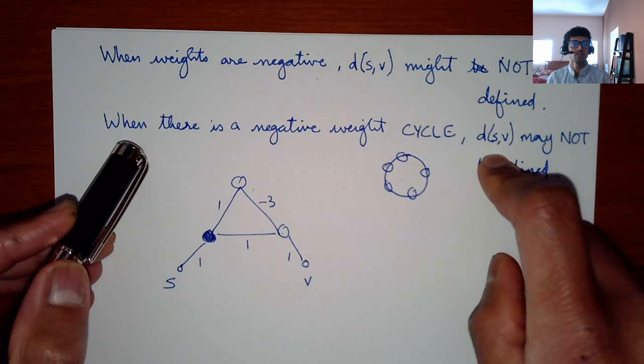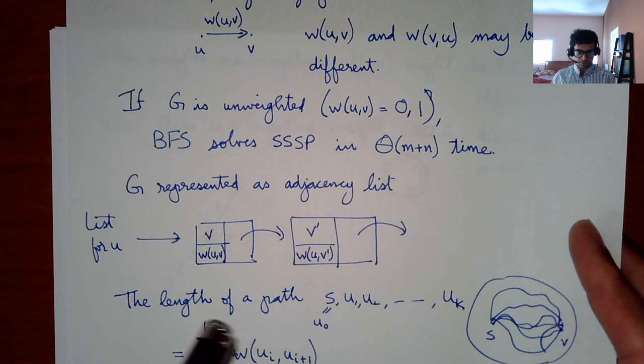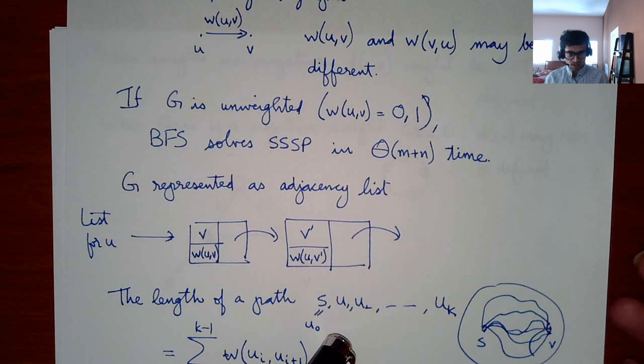Especially on the cycle, there is no distance, because you can keep taking the cycle and keep reducing the distance. Remember, nothing about this definition says you cannot take the same vertex again. You could have a path that just goes through the same vertex again. That's fine. In general, you don't expect that to help. But when the weights are negative, you can have negative weight cycles, and then it might not be defined.